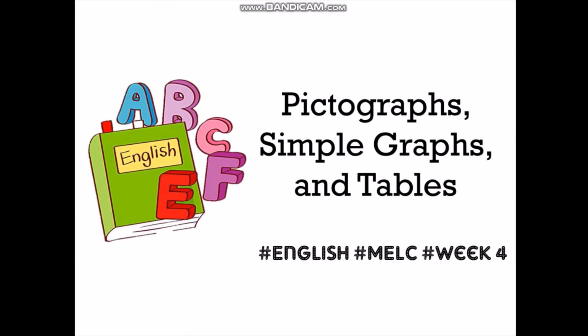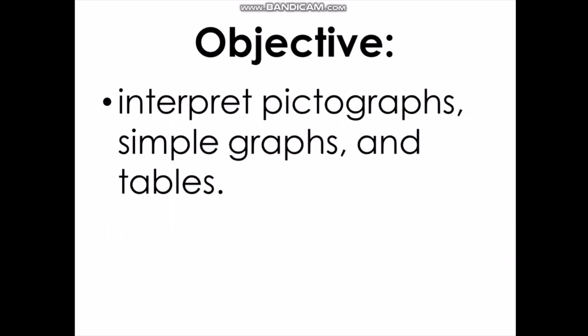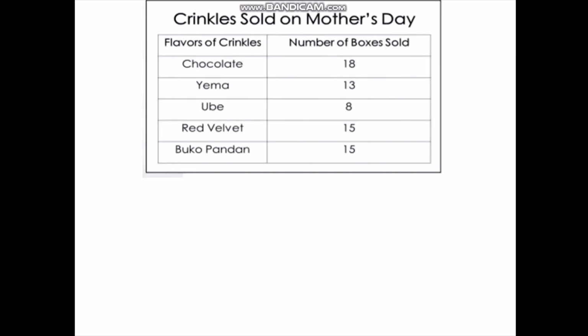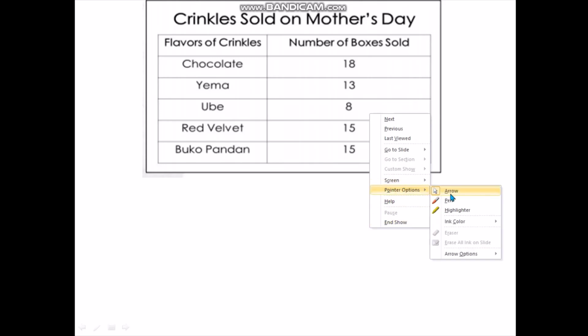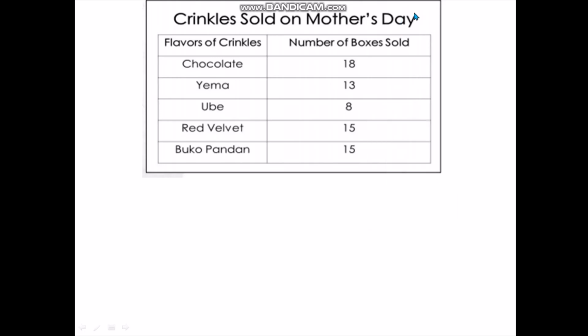So, now let's have pictographs, simple graphs, and tables. And this is for week 4. Our objective is to interpret pictographs, simple graphs, and tables. So, I have here an example of a table. The title of this one is Crinkles Sold on Mother's Day. Okay, so this is the title.